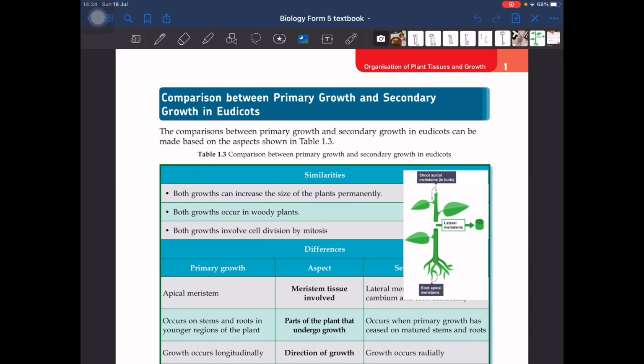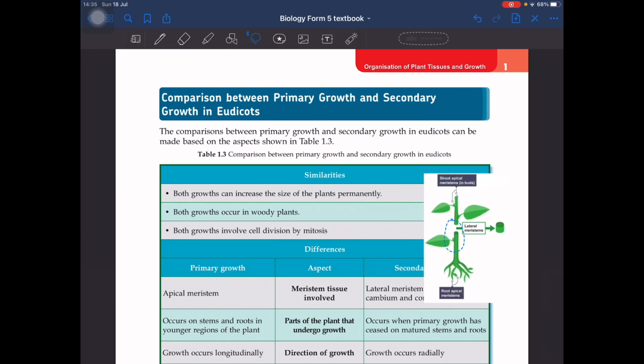Welcome back to chapter 1. Today we'll be finishing the chapter with a continuation from the comparison between primary growth and secondary growth in eudicots, and then we'll move directly to 1.3 afterwards. Right, so before this we were talking about the specifics of primary growth and secondary growth and the different types of tissues that are involved, and we are just going to be going through the similarities and differences between the two growths, right?